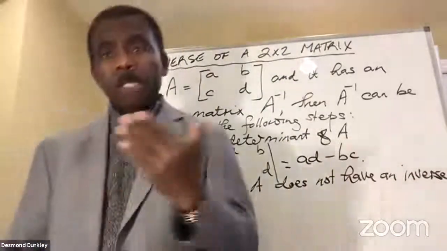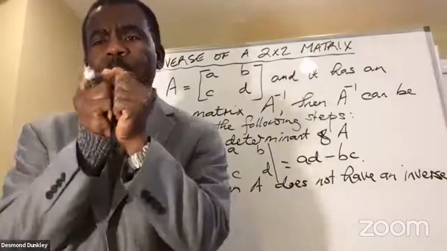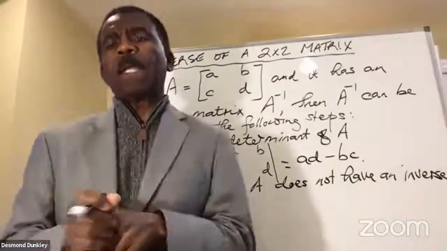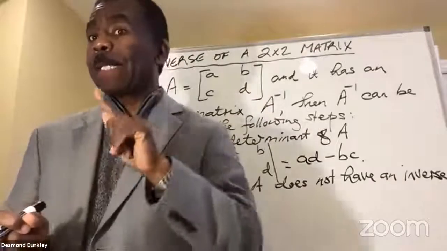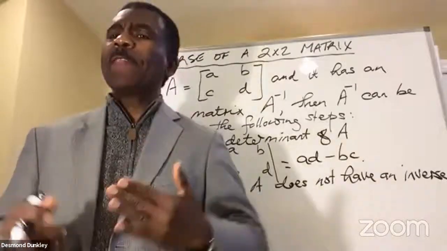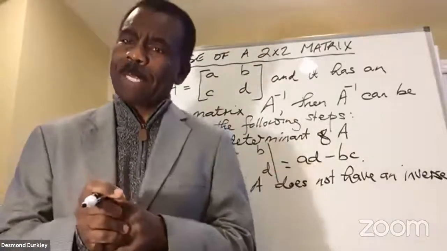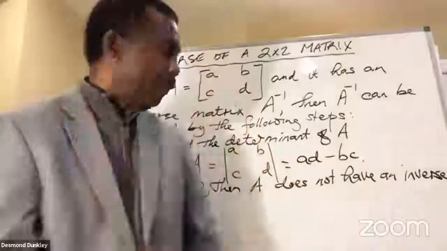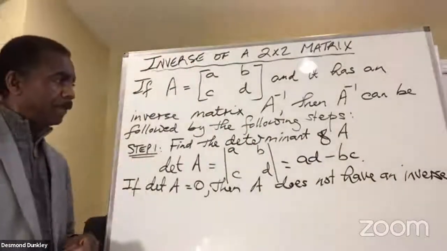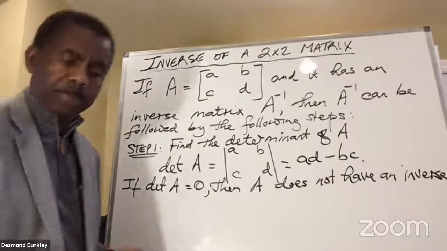So the converse must be true. If the determinant is 0, there's no inverse. If the determinant is not 0, then there is an inverse matrix. Okay? Good. So that's step 1. Let's go to step 2.